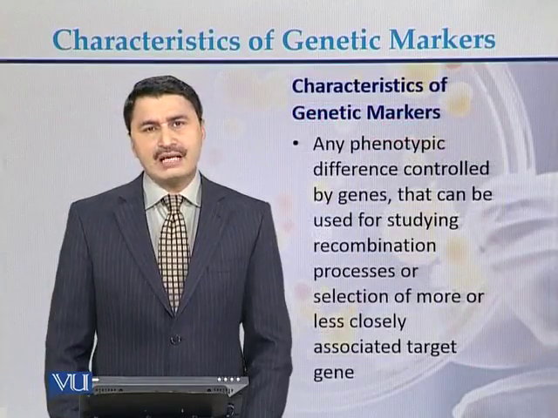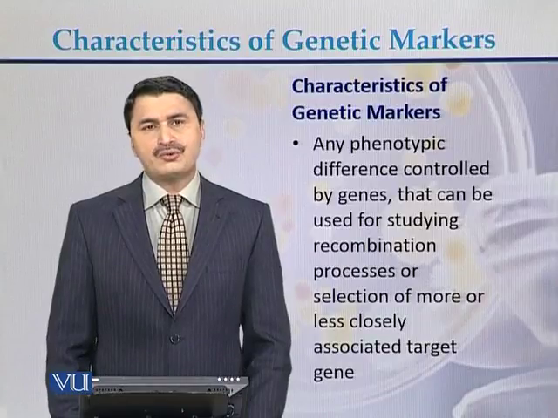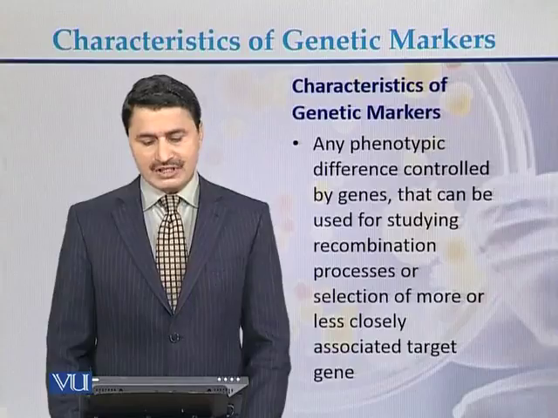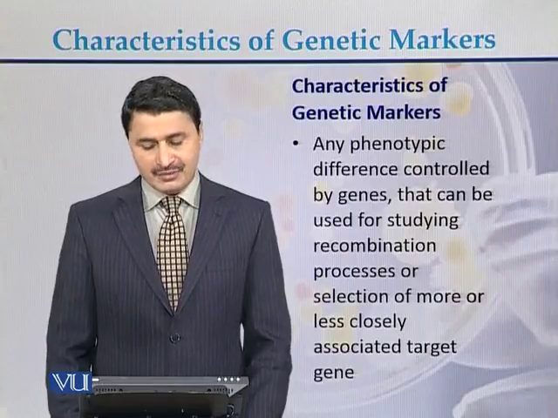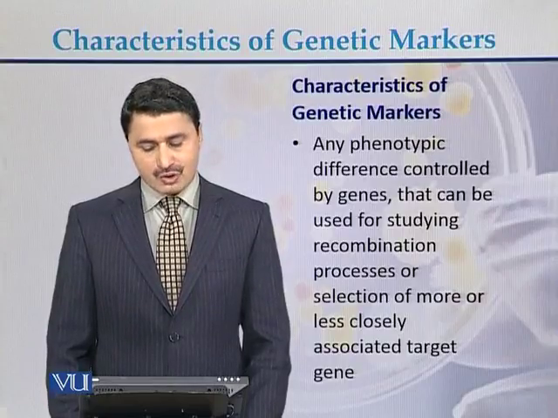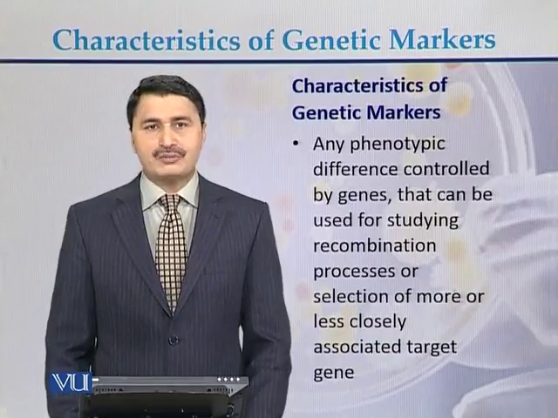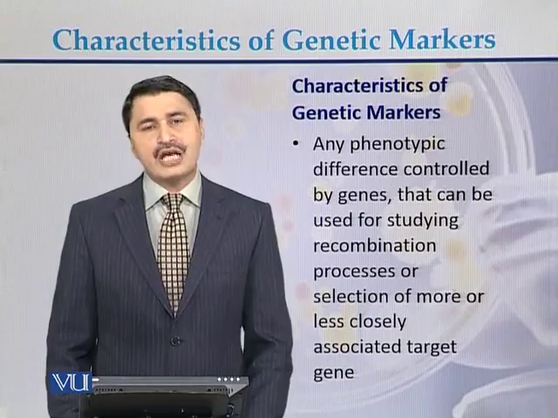There are many different types of genetic markers which are used for the calculation of recombination frequencies, or they are used for the genetic mapping of the genomes. If we conclude what genetic markers are, any phenotypic difference controlled by genes that can be used for studying the recombination processes is called a genetic marker.